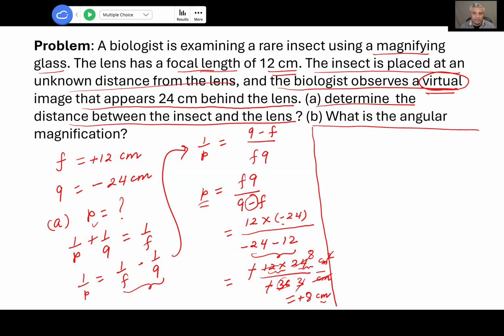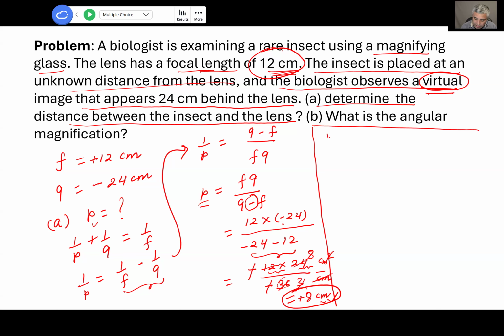Let's write positive to emphasize the meaning of it. So you can see this is within the focal length, and that makes sense for the operation of a magnifying glass. The focal point is 12 centimeters away, and the object is sitting at just 8 centimeters, so it is within the focal point. So that is part A.